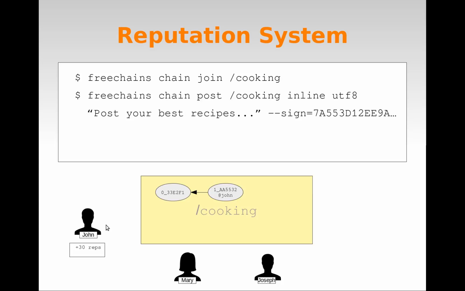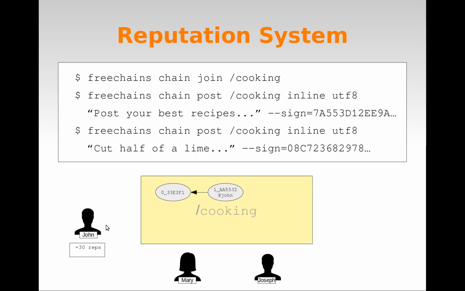Going back to John's chain, Mary tries to post a new recipe, which enters at the head of the chain. But since Mary has no reputation, the block is initially blocked and awaits a like to be accepted. For now, only John can approve new blocks. He approves the content and gives a like to Mary's post, which is now accepted in the chain.